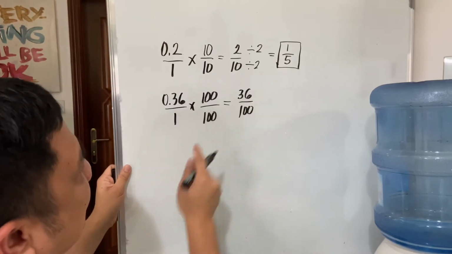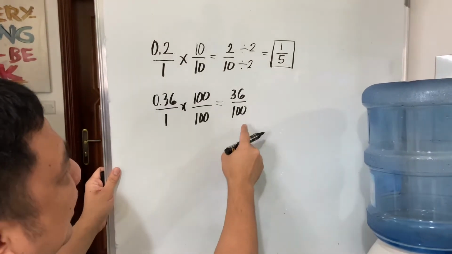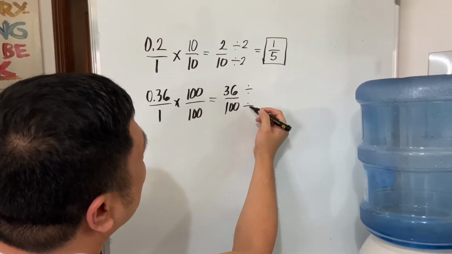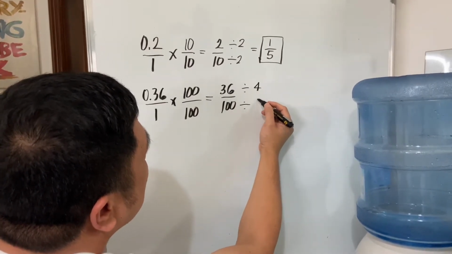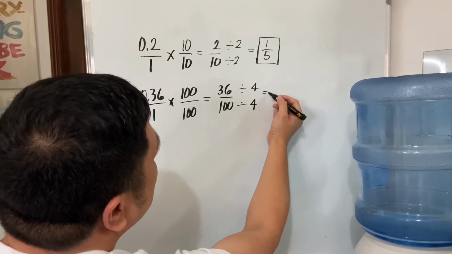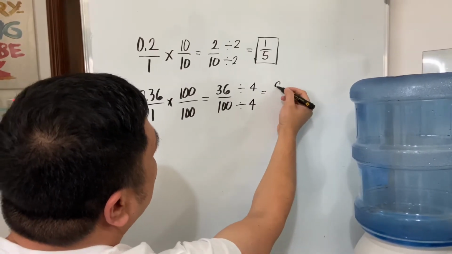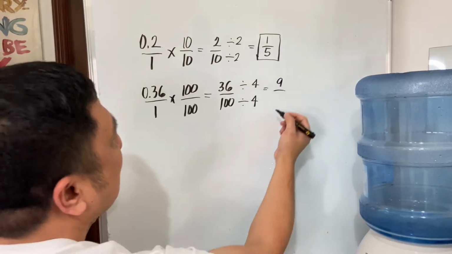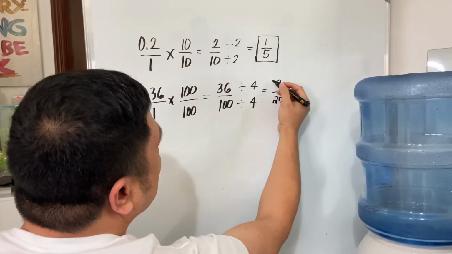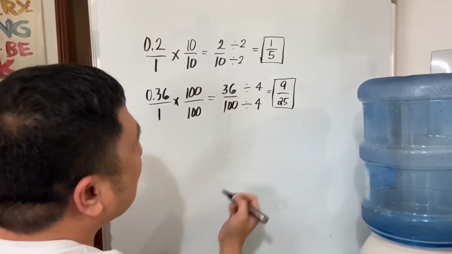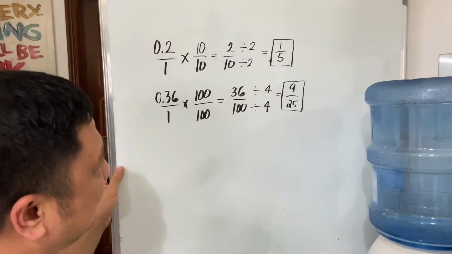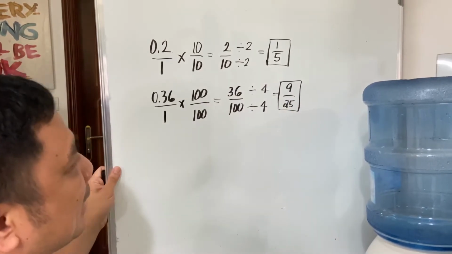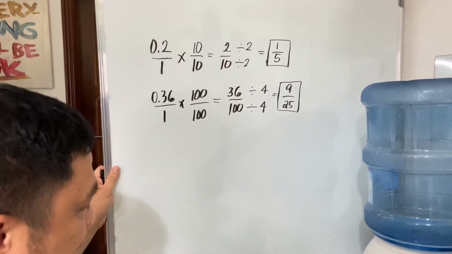As you can see, 36 and 100 can still be simplified. 36 is divisible by 4 and 100 is divisible by 4 also. So if I divide both numerator and denominator by 4, 36 divided by 4 is 9, and 100 divided by 4 is 25. So your final answer should be in the simplified form. 9 and 25 don't have a common factor already, so this is our final answer.